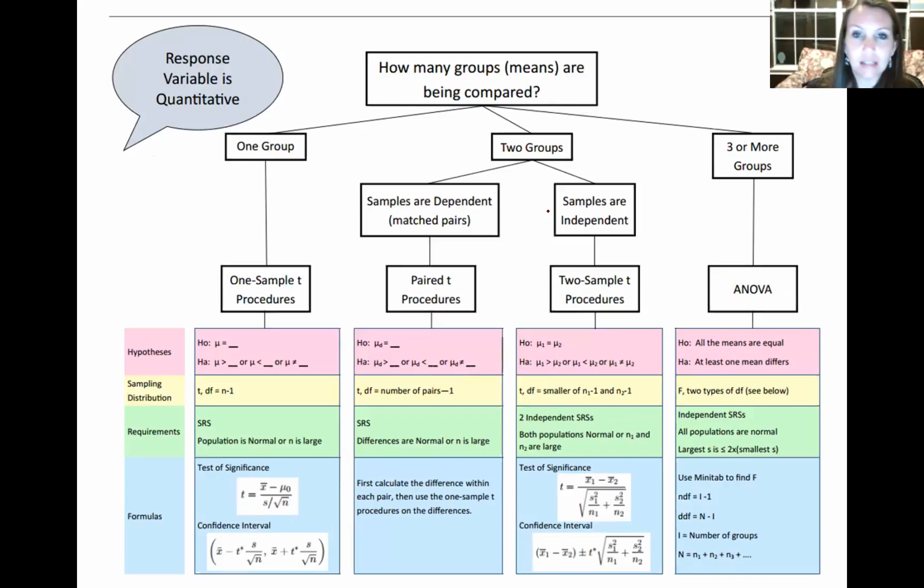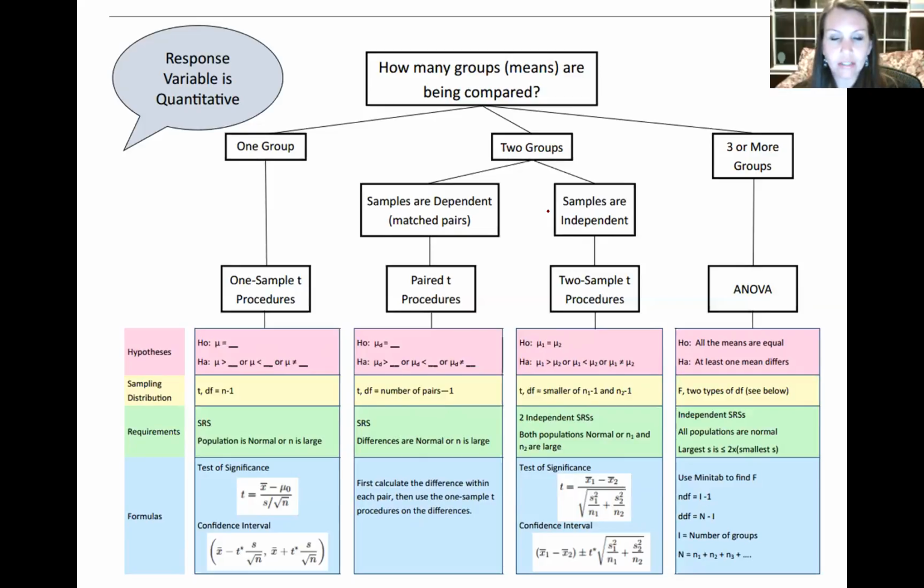So if you decide that you have a quantitative variable, the next thing you need to ask is, am I looking at 1 group or 2 groups? For right now, you can ignore the 3 or more groups because that's coming up in the next unit, so we don't have that for this test. If it's 1 group, then you're doing the 1 sample T procedures. And if it's 2 groups, then you have to decide between the dependent matched pairs situation or the independent 2 sample T procedures. And those 2 are the trickiest to tell apart.